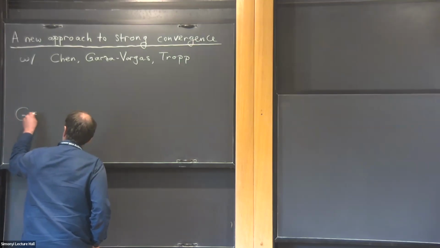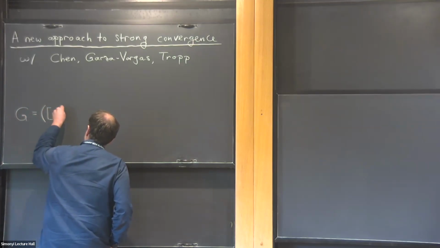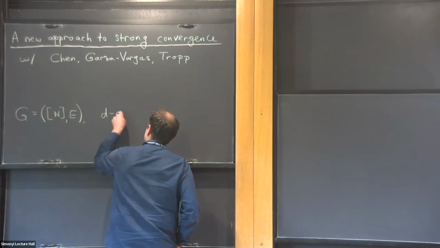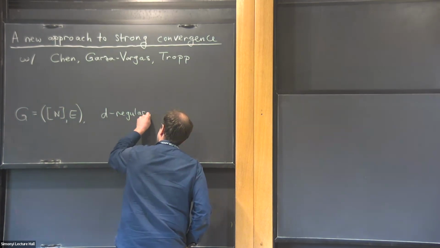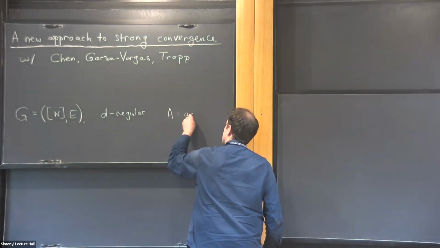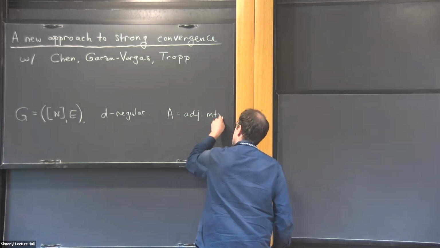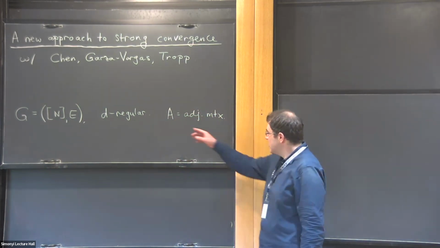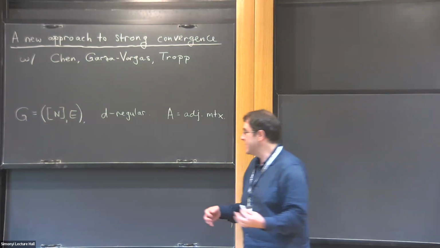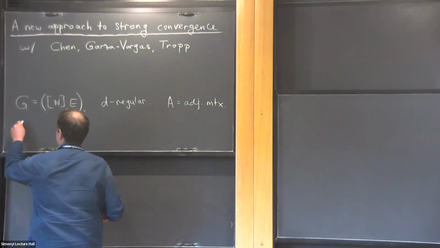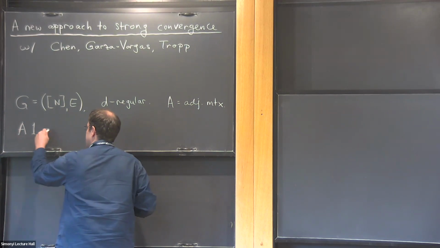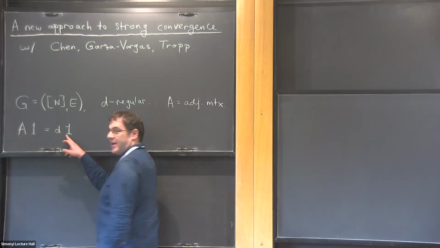So let's start by thinking about a graph on n vertices that is d-regular. Right, so every vertex has d neighbors. And I'm going to denote by A its adjacency matrix. This adjacency matrix has exactly d 1s in every row, and the rest are zeros, right? So clearly, if I act with this matrix A on the vector of all ones, this is d times the vector of all ones, right?